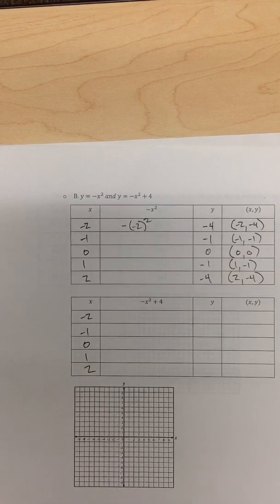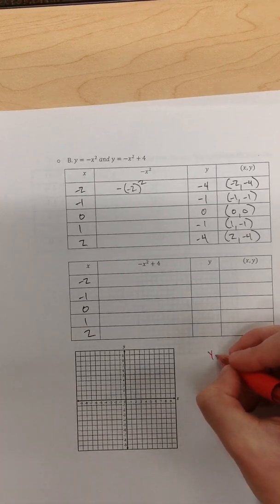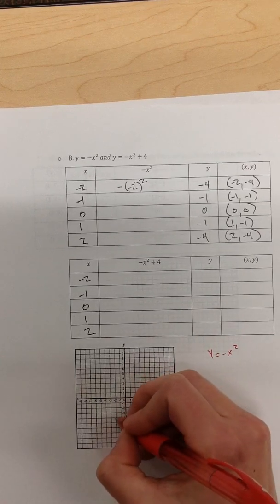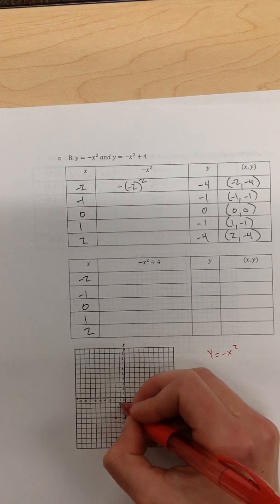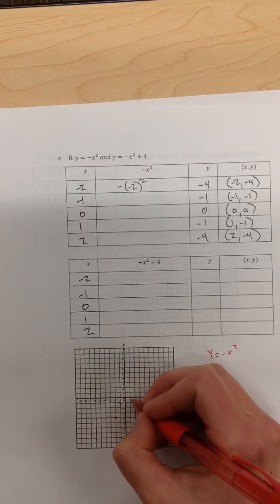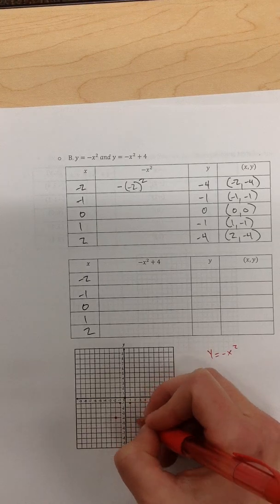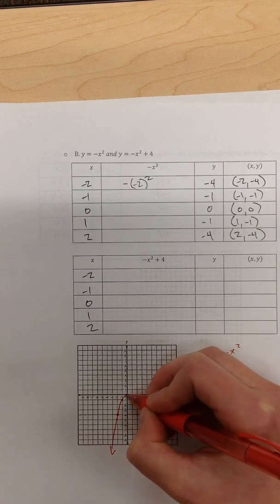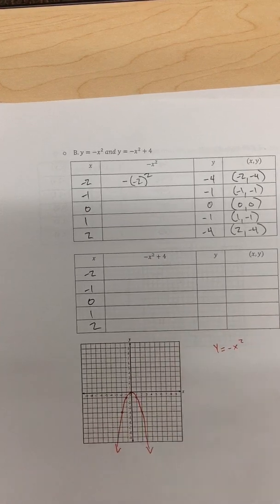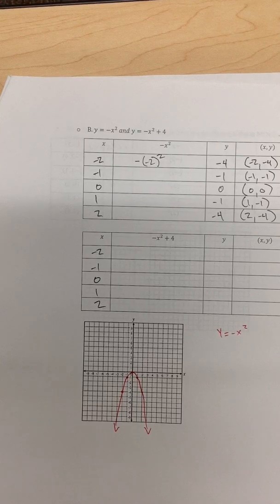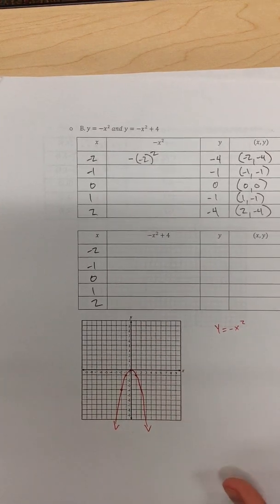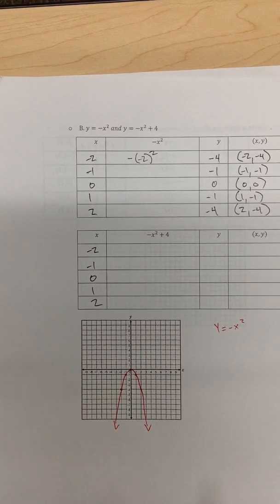Okay, so we've got that, and then let's graph them while we're at it. So I'm going to do, in red, y equals -x squared. So I've got -2, -4, -1, -1, 0, 0, 1, -1, and 2, -4. And it should look exactly the same as the graph we just did on the other page because it's the same exact equation. Now the one that's different here is the -x squared plus 4. We didn't have that before. We multiplied by 2 last time.